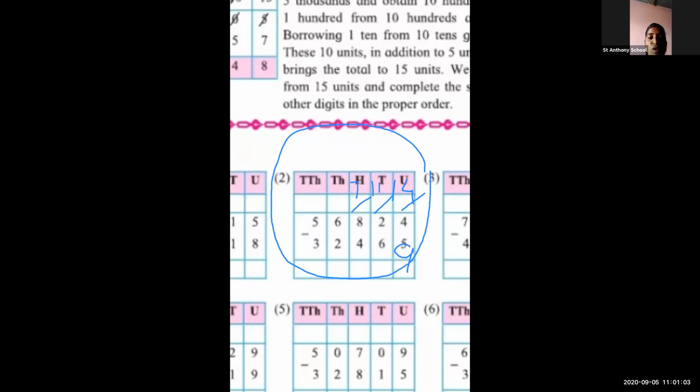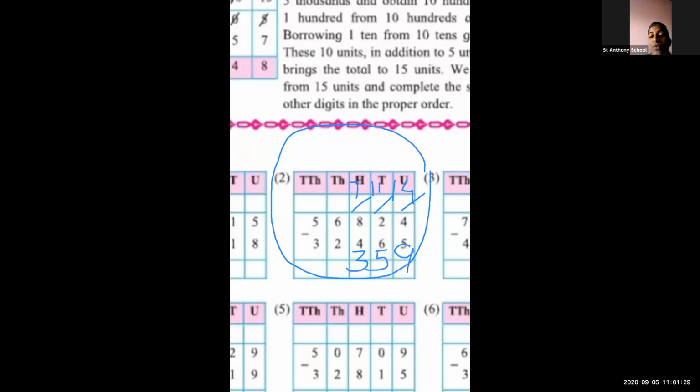11 minus 6. Yourself you want to count. Yourself you want to subtract. 11 minus 6, your answer is 5. Right? After that, 7 minus 4. 7 is a bigger number, 4 is a smaller number. So 7 minus 4, your answer is 3. Right?